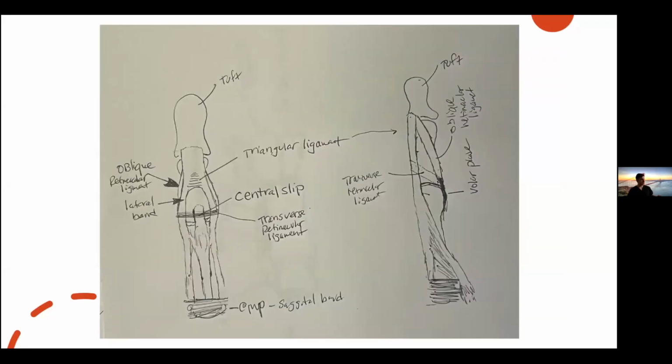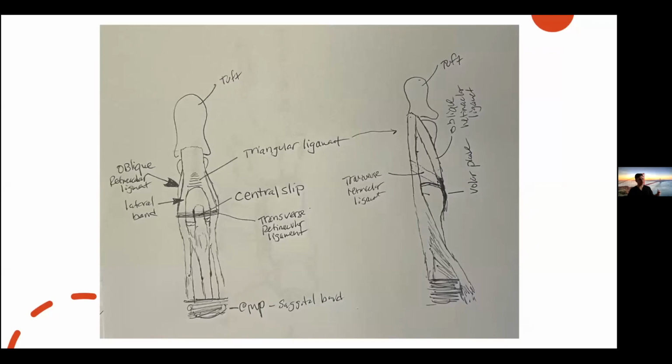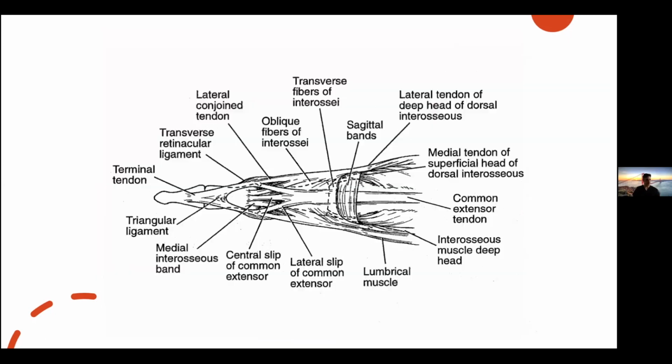Now, this is probably the more important picture, and I drew this because a lot of the pictures, such as this one, are kind of hard to see what's going on, so I tried to draw it more clearly. I don't know if this is really better, but some important things to see are the triangular ligament coming out just before the terminal tendon, the central slip, the transverse retinacular ligament, and the lateral bands. I think those are all really important structures when you're considering deformity. I'll come back to this picture, which I think will be helpful.